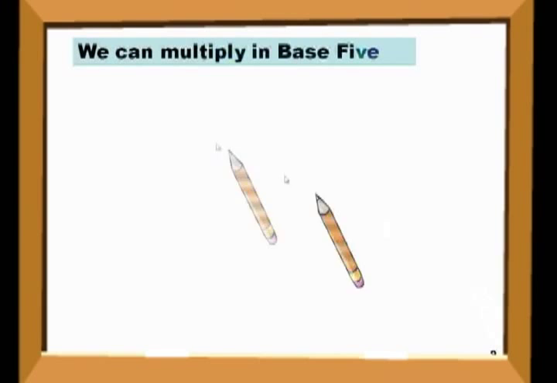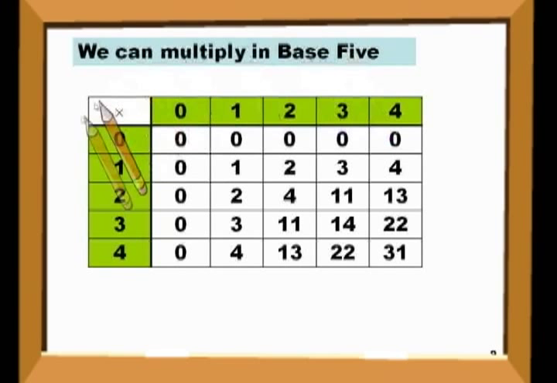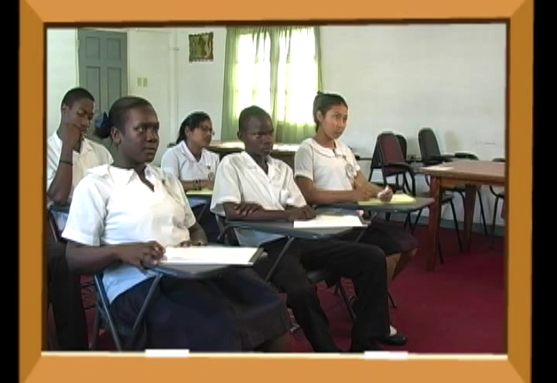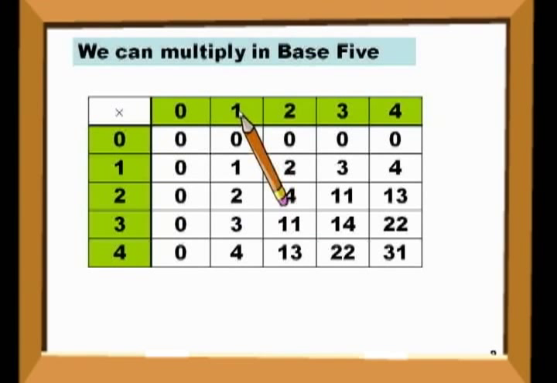We can multiply in the base 5 system. Now let us multiply in the base 5. 0 multiplied by 0 is 0. And we know that if we multiply these digits up here by 0, our product will be nothing but 0. If we multiply 1 by 0, we're going to have 0 again. 1 multiplied by 1 is 1. 1 multiplied by 2 is 2. When we multiply 1 by 3, we get 3. And 1 by 4 will give us a 4.